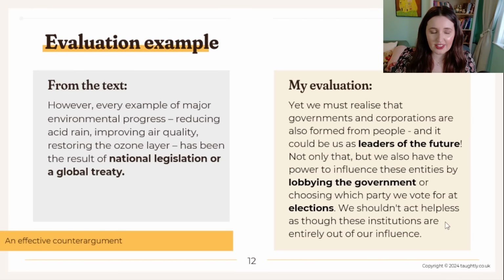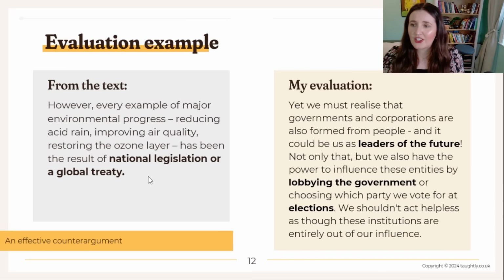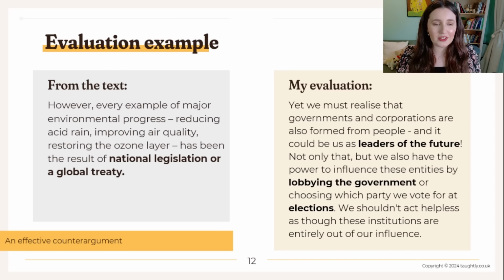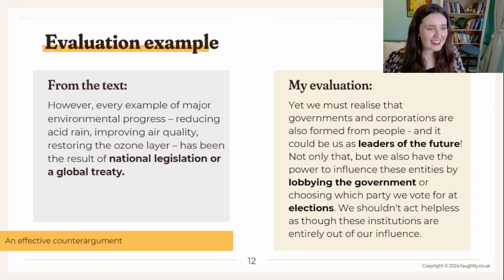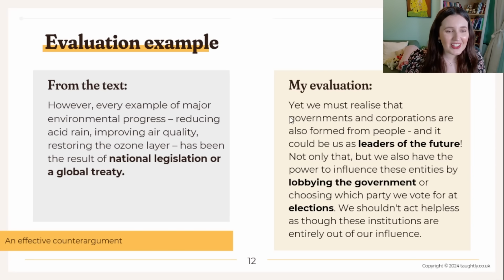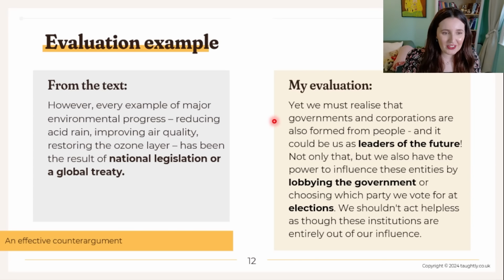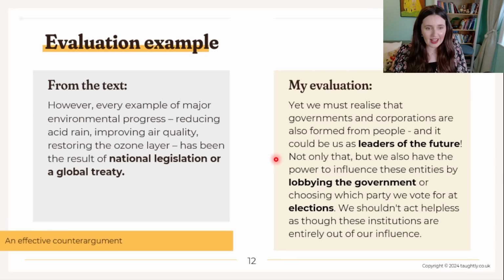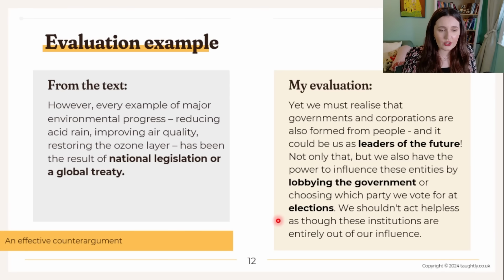So now I'm trying to come up with an effective counter argument of actually why this information might still mean that young people in schools can make a difference. It's not hopeless. So my evaluation was, yet we must realise that governments and corporations are also formed of people, and it could be us as leaders of the future. Not only that, but we have the power to influence these entities by lobbying the government or choosing which party we vote for at elections. We shouldn't act helpless as though these institutions are entirely out of our influence.